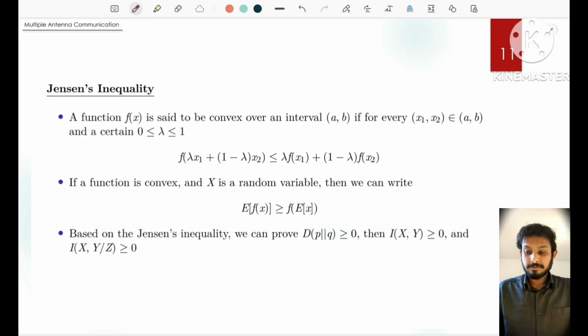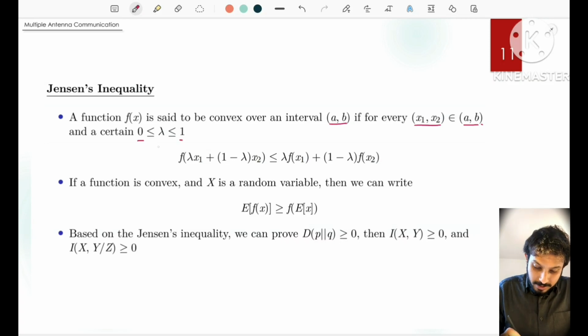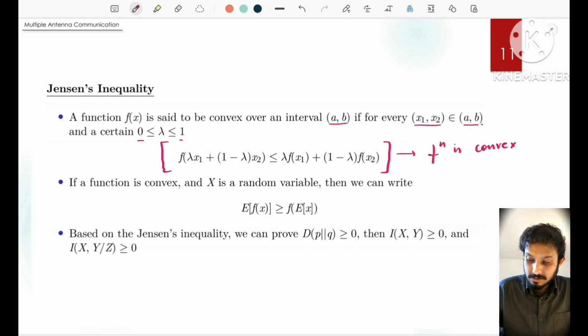Next, we have Jensen's inequality. A function f(x) is said to be convex over an interval (a, b) if for every x1, x2 belonging to (a, b) and a certain value of lambda between 0 and 1, the inequality is satisfied. Then we say a function is convex.